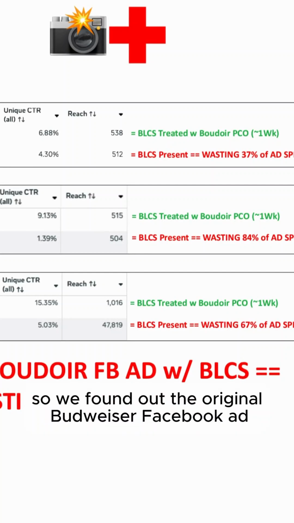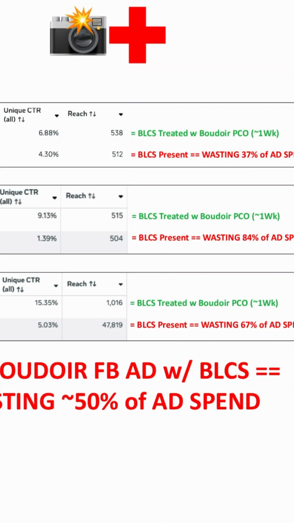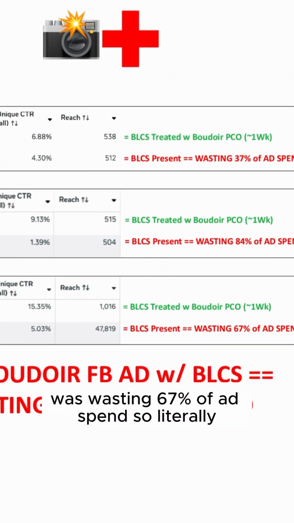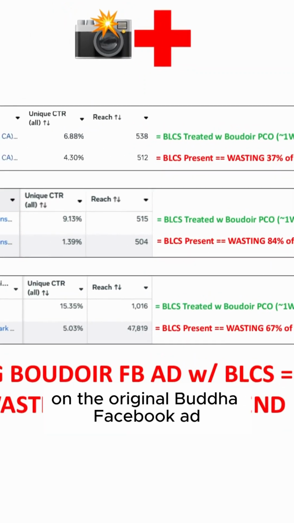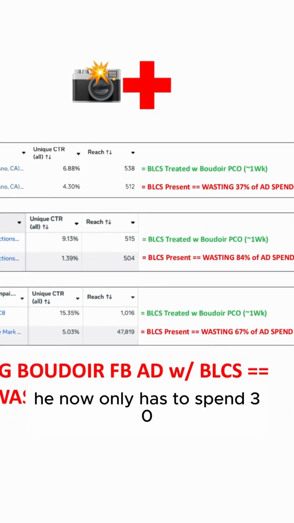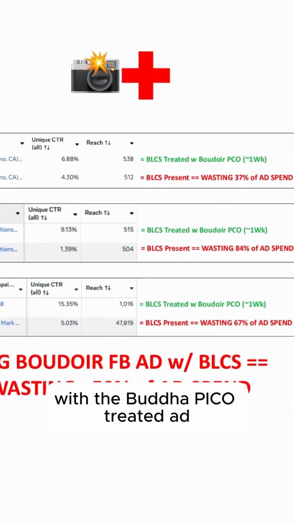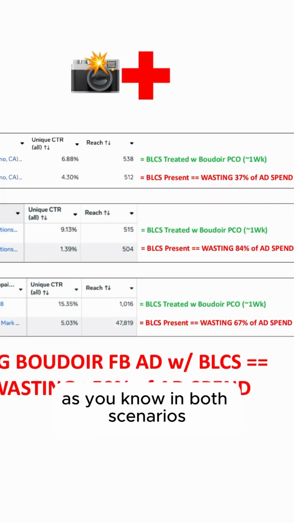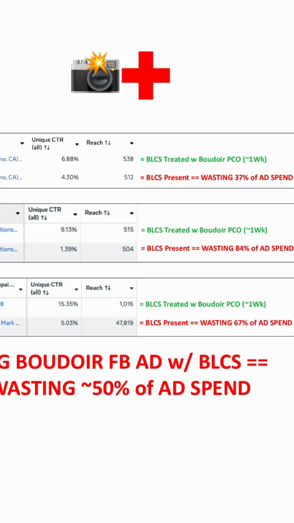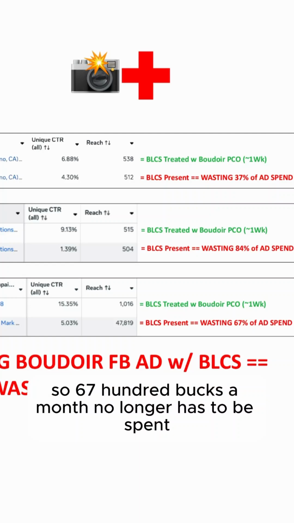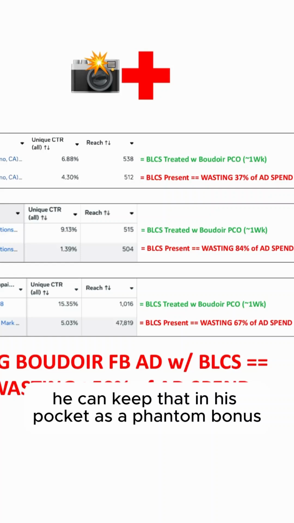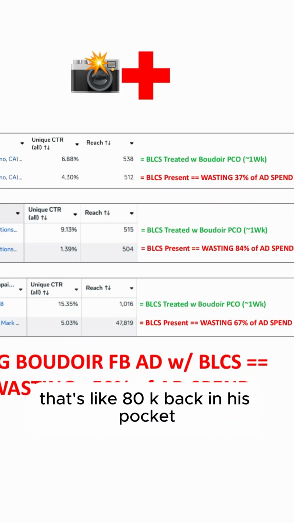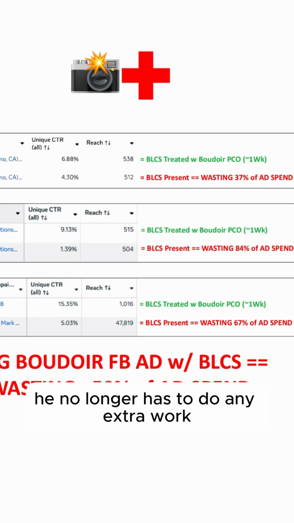So we found out the original Boudoir Facebook ad was wasting 67% of ad spend. So literally, if he's spending 10 grand a month on the original Boudoir Facebook ad, he now only has to spend $3,300 a month with the Boudoir Pico treated ad to get that ad into the same number of women's brains in both scenarios. So $6,700 a month no longer has to be spent. He can keep that in his pocket as a phantom bonus, and that's perpetual. I mean, over the next 12 months, that's like $80K back in his pocket, and he no longer has to do any extra work.